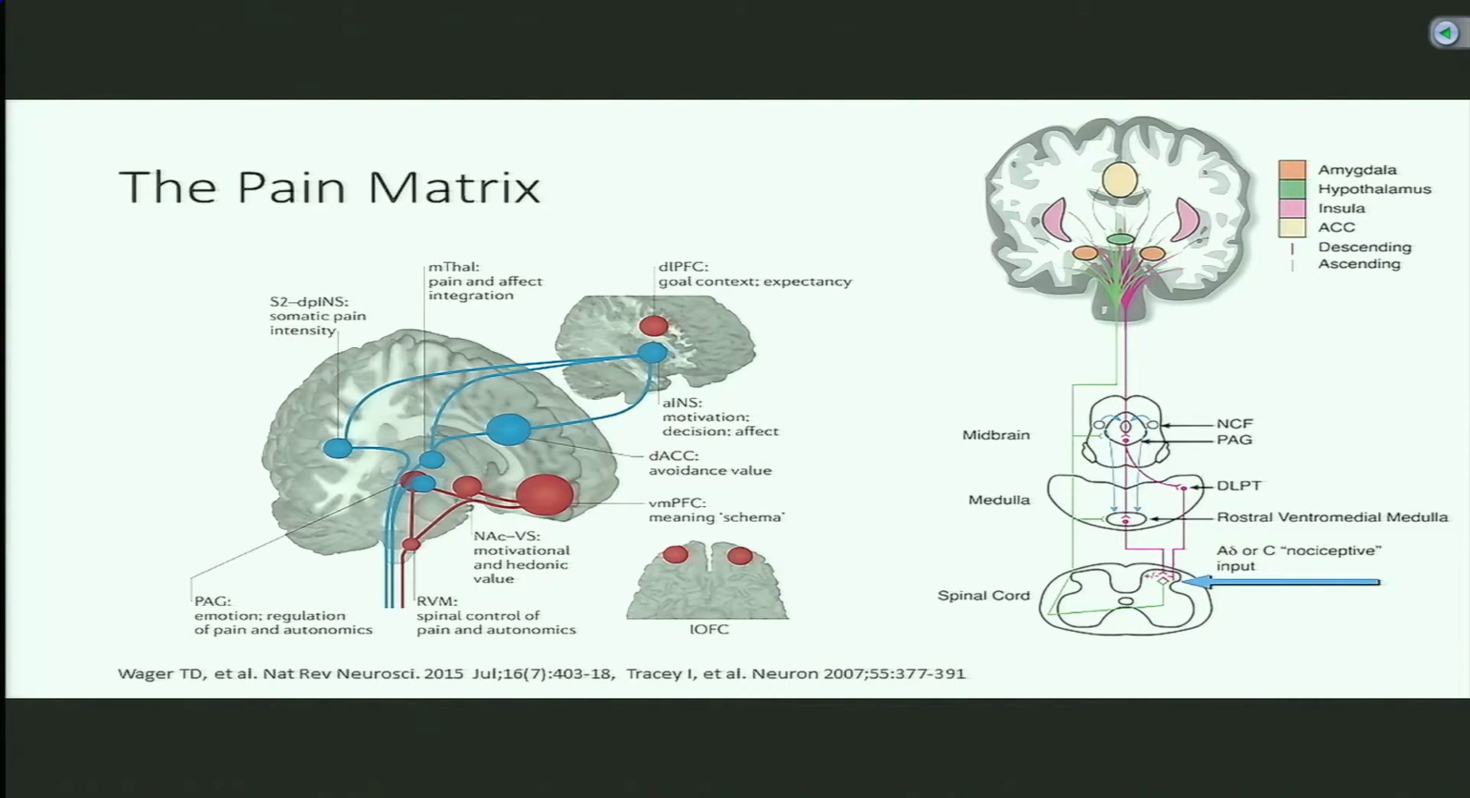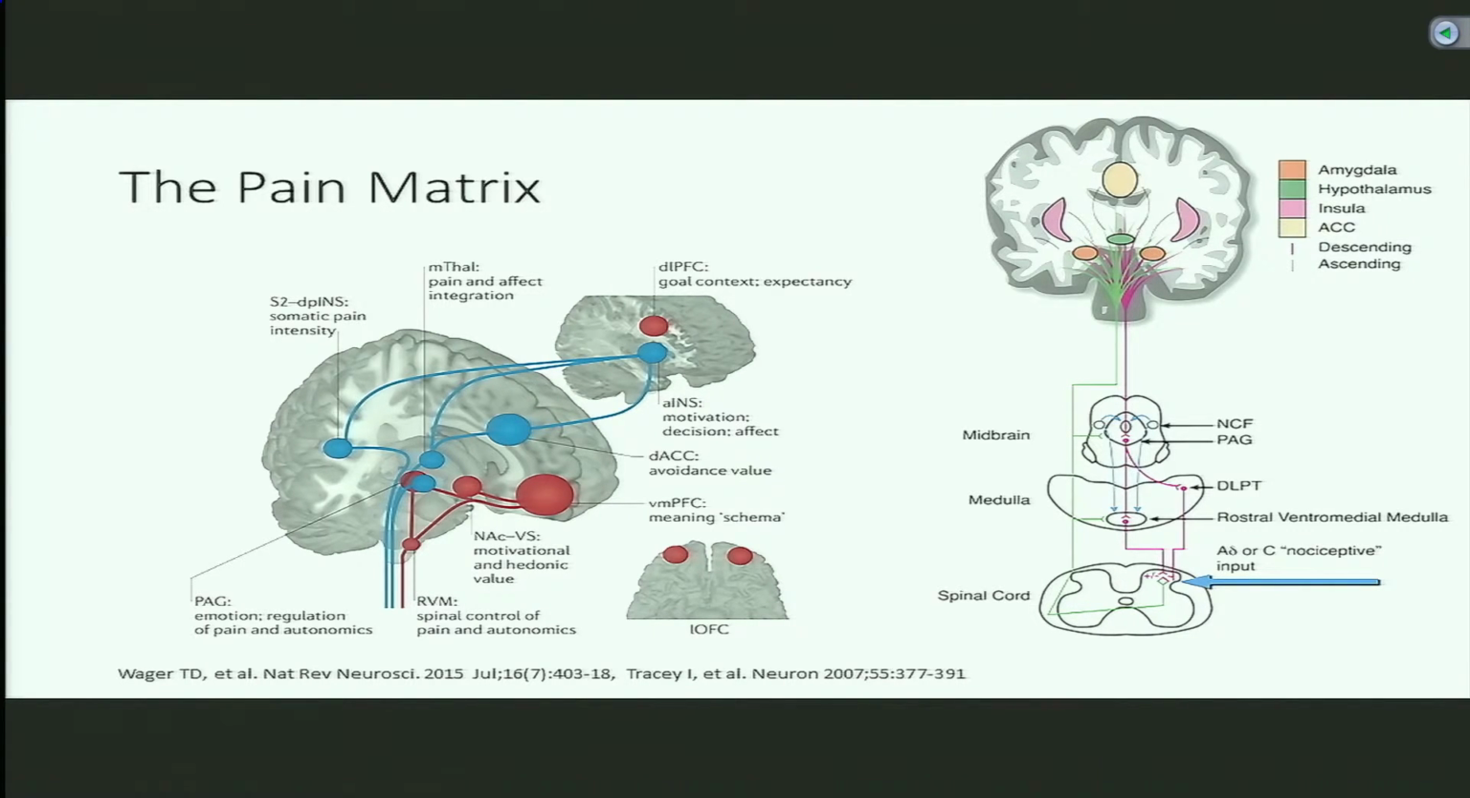The other ascending pathway is the sensory and discriminative pathway of pain. And this takes care of, where is the pain located on my body, sort of from a more detached perspective, how severe is this pain, and the more non-emotional aspects of pain.